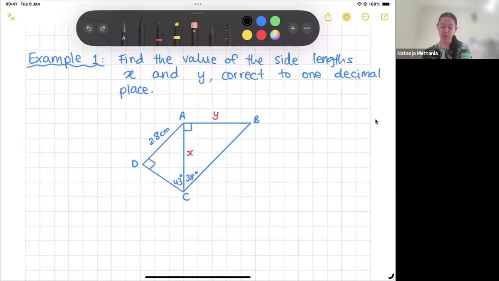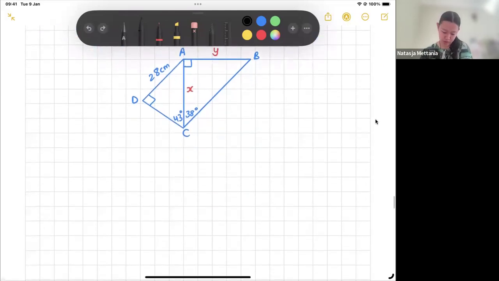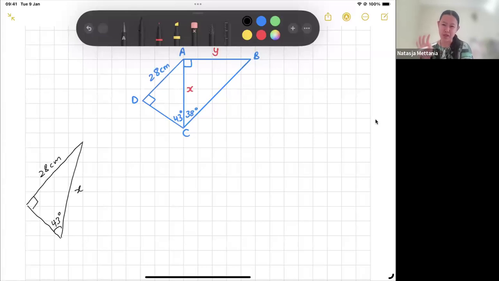So let's do it. I can see here that to find x, there's a right angle triangle with enough information. So what I'm going to do is isolate it and redraw it. By isolating, it just means redrawing. The reason why I redraw is so that it's easier for me to see what I need to find, and it makes it cleaner. Okay, so it's a right angle triangle. What do we know in trigonometry that involves right angle triangles? SOH CAH TOA.